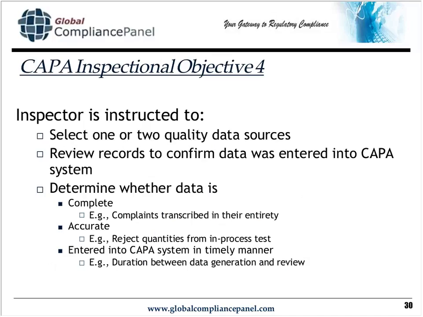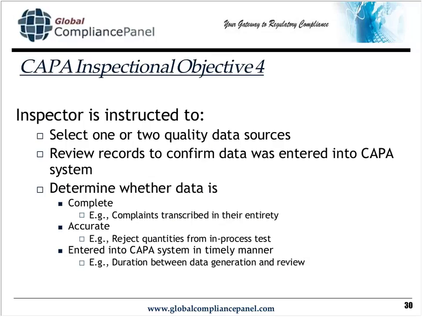So the inspector is going to look at 1 or 2 quality data sources, complaints and incoming inspection, for example. They're going to review the records. They're going to look at the raw data to make sure that the data was entered into the CAPA system. So they're going to look at, let's say, a month's worth of incoming inspection records and see that the CAPA system analyzed them. They're going to look to make sure that the data is complete. The example I've given here is actually complaints, so that the 106 complaints received that month have all been fed into the CAPA system for evaluation.